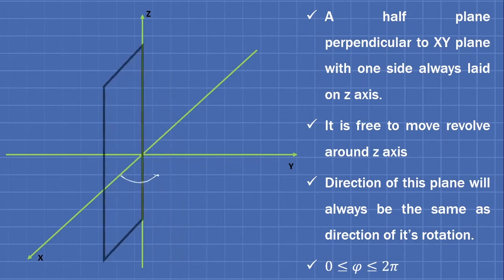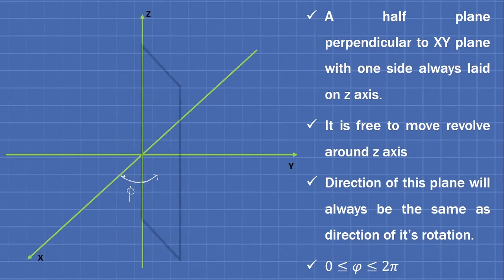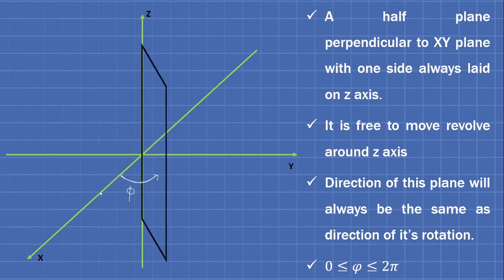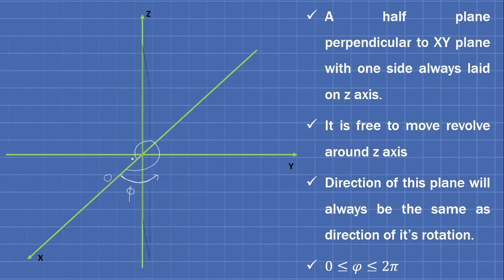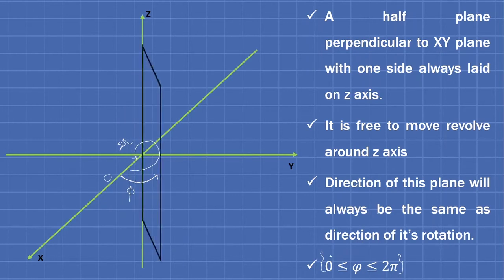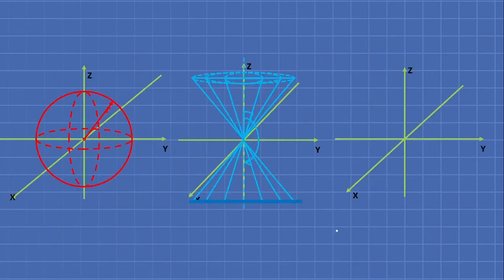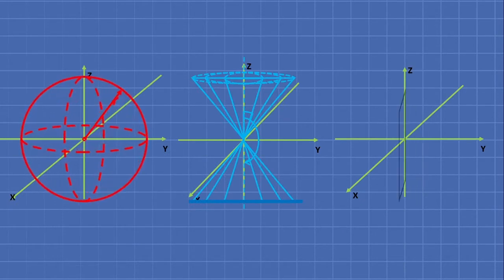Here the coordinate which this plane is making is defined as phi, which is the azimuth angle of this plane with respect to the x-axis. And to cover each and every point in space, this phi should be changed from 0 to 2 pi radian. Hence the range of phi is similarly defined as 0 to 2 pi. So in the spherical system we have these three surfaces of interest.